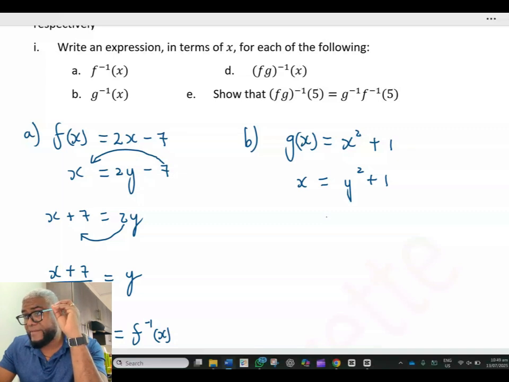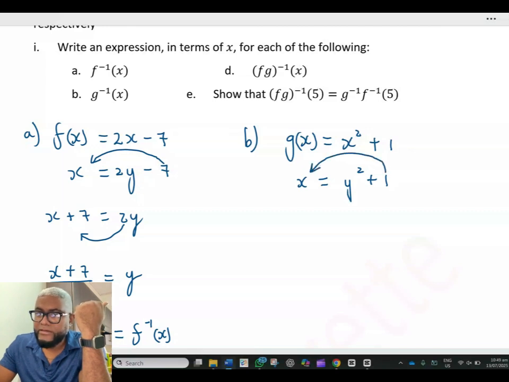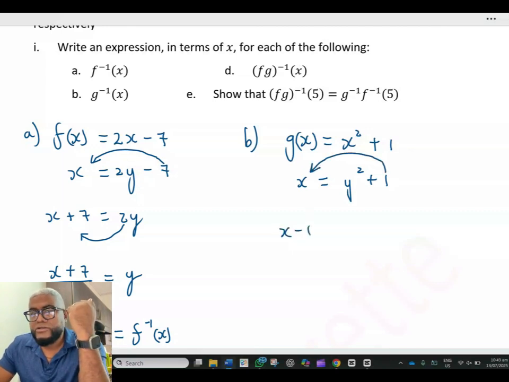What's the first thing I have to move here? S. Robinson. I'll call her S. Robinson and M. Robinson. What's the first thing I'm moving here? You move the one across. Right, when you move the one here, what are we doing? Take it away. x take away 1 equals y squared.